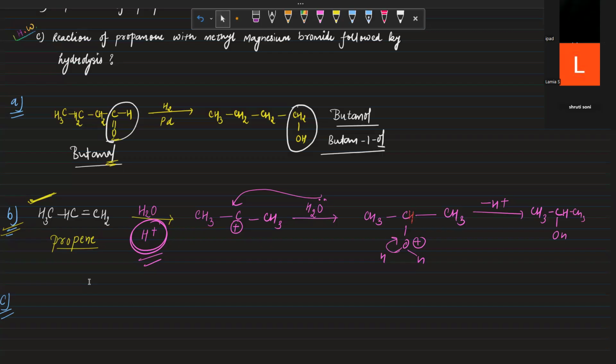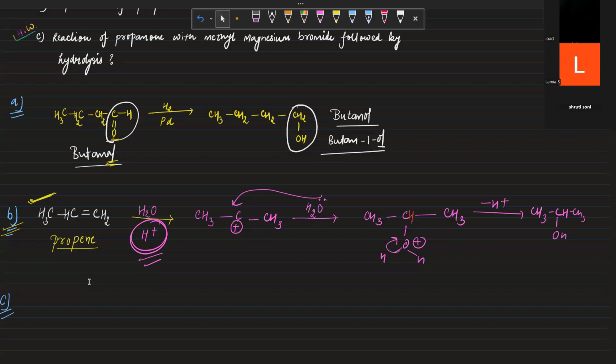Now you do the C part here. How can we approach this question, applying all the reaction parts which we discussed earlier? Do you have your notes? Yeah, I was going to look at my notes. What is the question? Reaction of propanone with methyl magnesium bromide, followed by hydrolysis. Now you need to know methyl magnesium bromide.